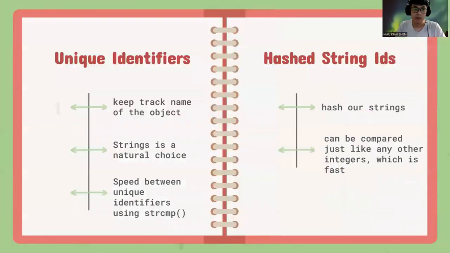All right, next. Unique identifiers. A unique identifier is used to keep track of the name of the object. String is actually the best choice, but for speed, when the unique identifier is a string, it is compared using strcmp, which is quite slow. And the best method is using the hash string, which means that we hash our strings so that they can be compared just like any other integers, which is quite fast.